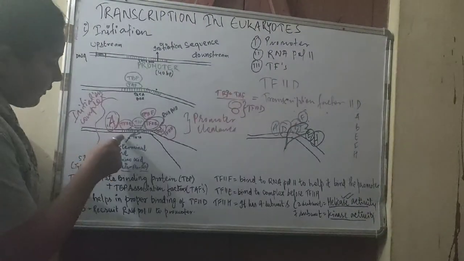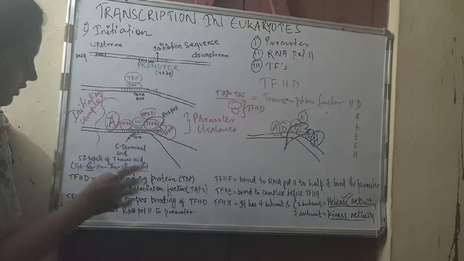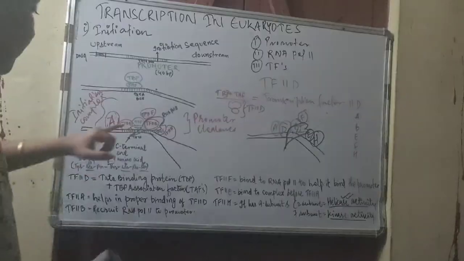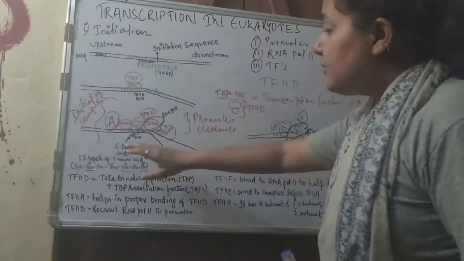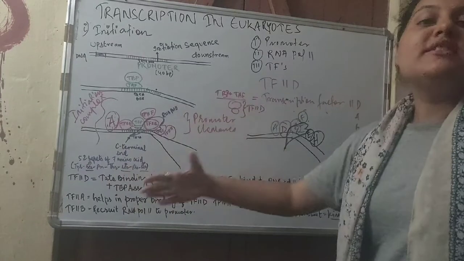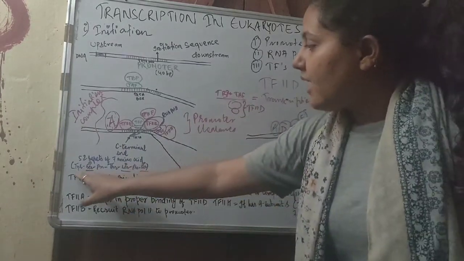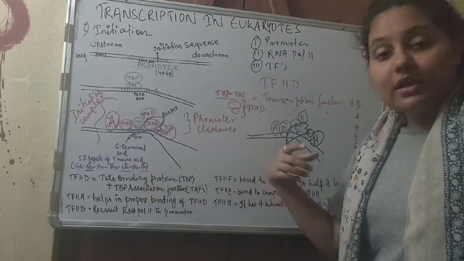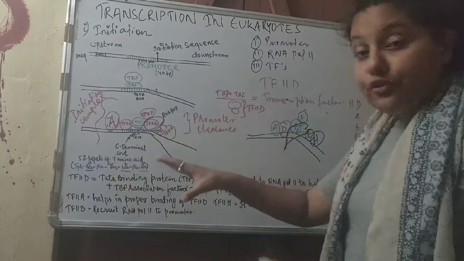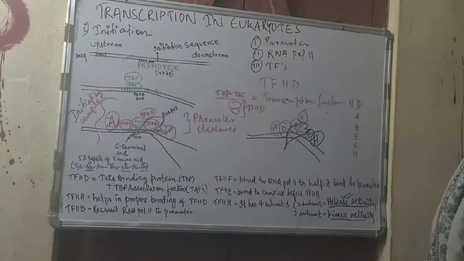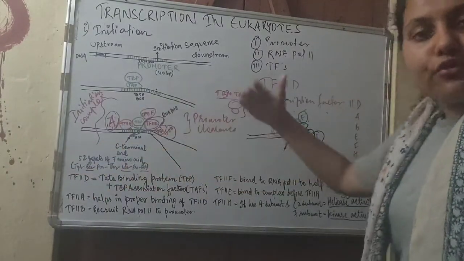Now kinase activity: it adds the phosphate group to the C terminal end of the RNA polymerase 2. The C terminal end of the RNA polymerase is made up of 52 repeats of a 7 amino acid sequence: tyrosine, serine, proline, threonine, serine, proline, and again serine. There are 52 of this kind of repeat, 7 amino acids, 52 repeats.